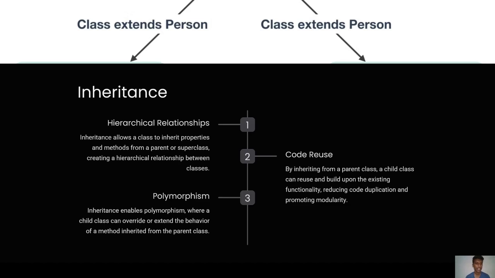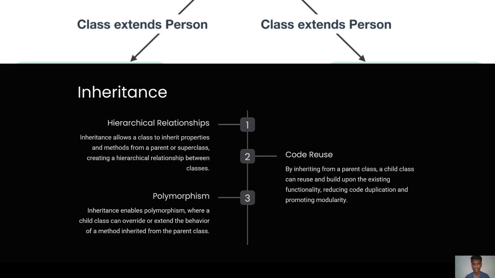Next, inheritance. Hierarchical relationships. Inheritance allows a class to inherit properties and methods from a parent or superclass, creating a hierarchical relationship between the various classes.